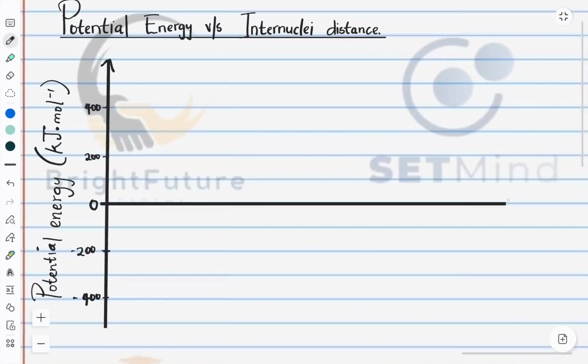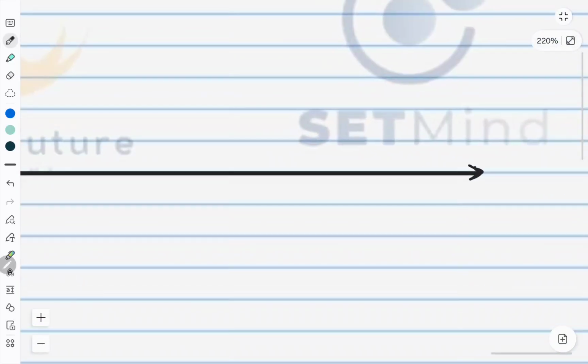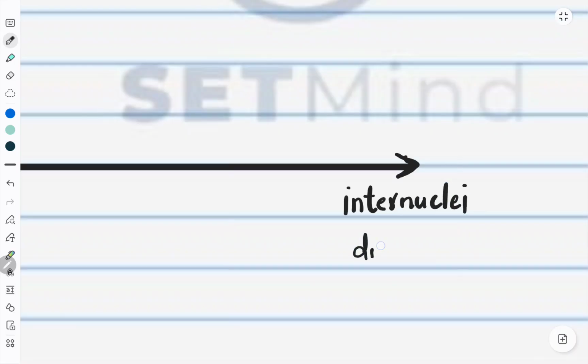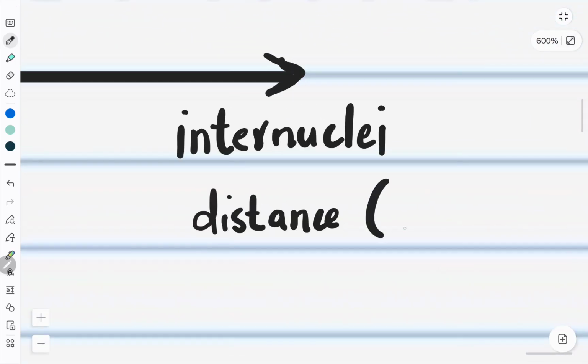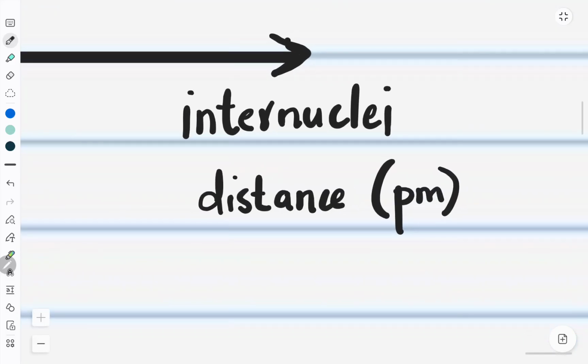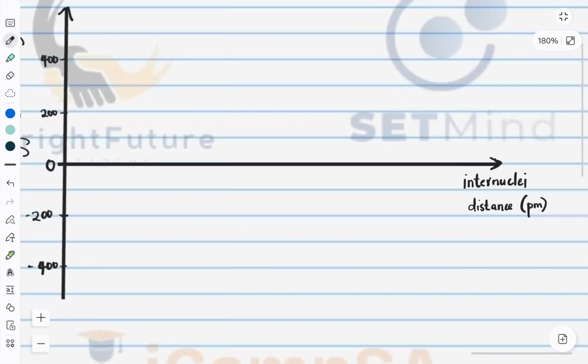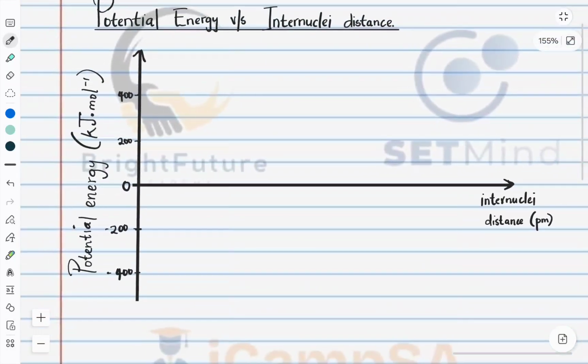And then on this side, internuclear distance. Well, it's measured in very small units. You'd find that it's in picometers or nanometers or something like that. But it's very, very small, because remember, these are atoms, so they're very tiny. So it's either in micrometers, nanometers, picometers, and so on, but very, very small numbers.